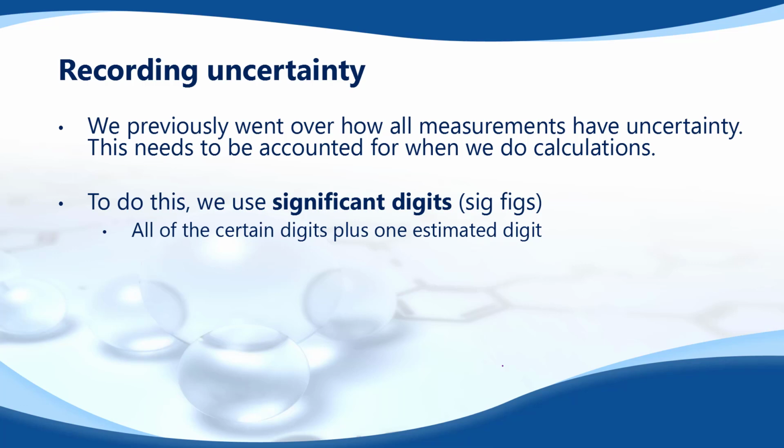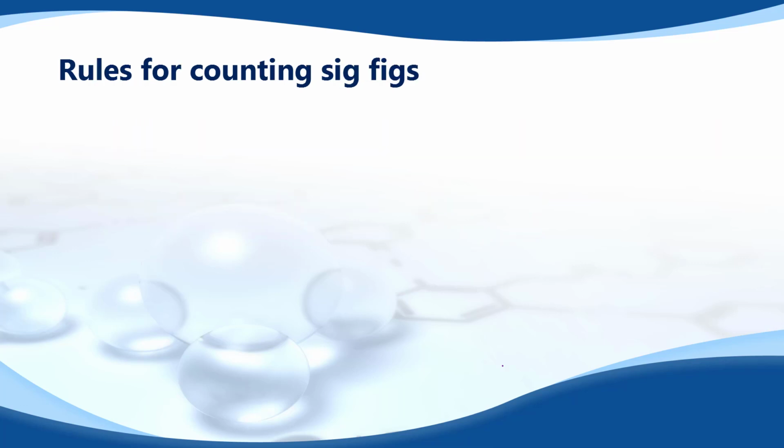How do we determine the number of significant digits in a measurement? Well, what we do is we look at zeros. First rule for determining the number of sig figs: every non-zero number in that measurement is significant. It counts. Then for zeros, we have three different rules.